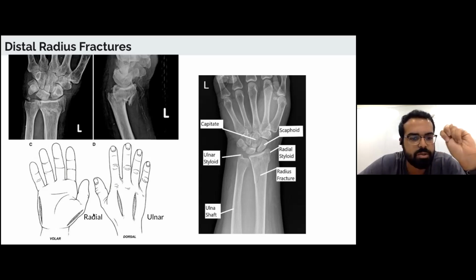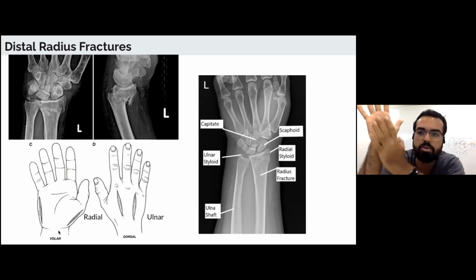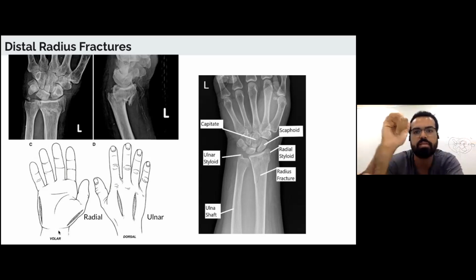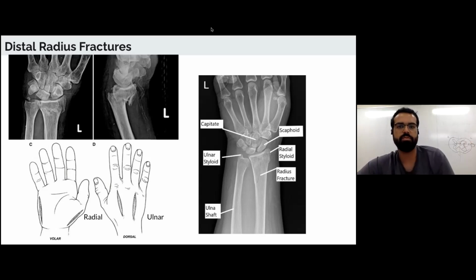Quick terminology I noticed going through the papers is that this is the volar side. It's also the anterior side. And this is the dorsal side. It's also the posterior side. Radial is where the thumb is. Ulnar is where the pinky is. And that concludes my portion.